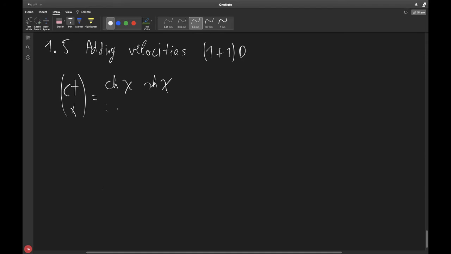sine hyperbolic chi, and sine hyperbolic chi here, and cosine hyperbolic chi here. So this is a matrix. And we multiply that with ct prime and x prime. And so let's just say that we have now two frames, K prime and K prime prime. And then we move to the K prime frame.